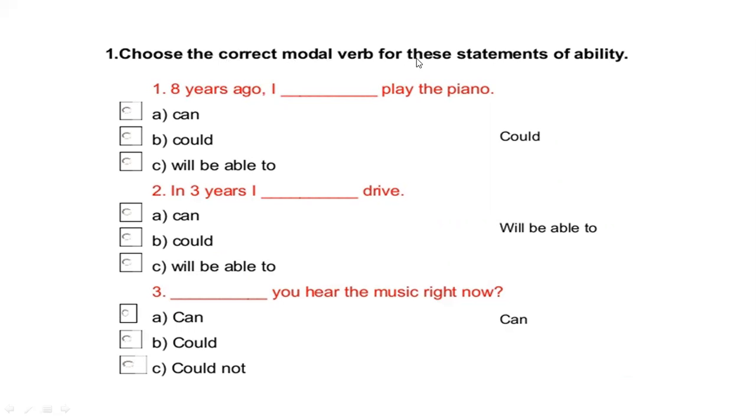Choose the correct modal verb for these statements of ability. Eight years ago, I dash play the piano. There will be a choice: can, could, will be able to. So what's the answer? Could. Eight years ago, I could play the piano. Next one, in three years, I dash drive. What's the answer? Will be able to. In three years, I will be able to drive. Then dash you hear the music right now. What's the answer? Can. Can you hear the music right now?